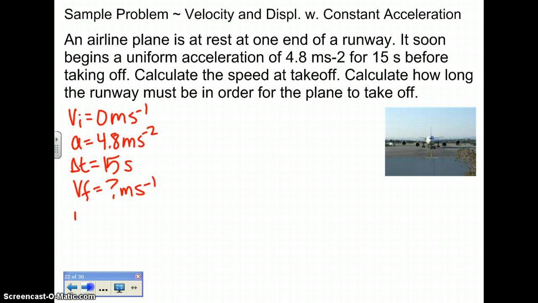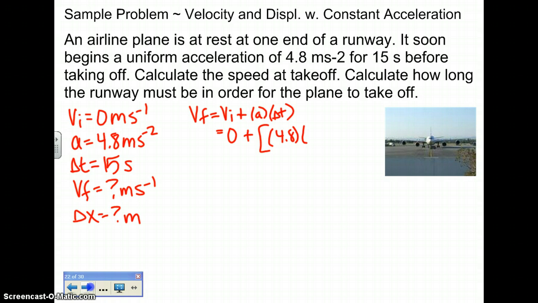And we are also trying to figure out how long this runway must be in meters. So the first kinematic you want to use is VF equals VI plus A times delta t. VF is what we're trying to solve for, and units look okay, so we have 0 plus the quantity of 4.8 times 15. So in your calculators, please put in 4.8 times 15. 4.8 times 15 equals, write down your calculator answer, please.